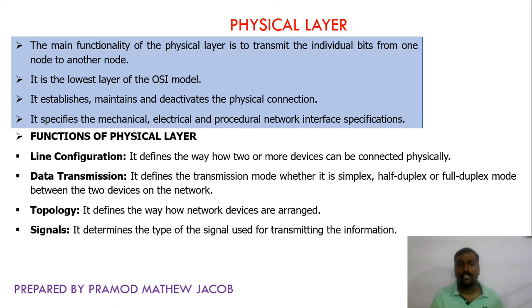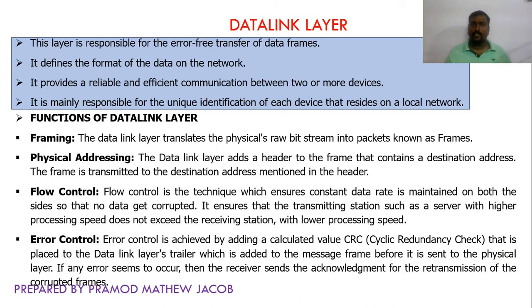Next, it will define the type of signal to be used for transmitting the information. So these are the key functions of the physical layer. Next is the data link layer.